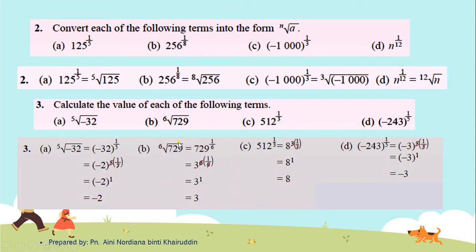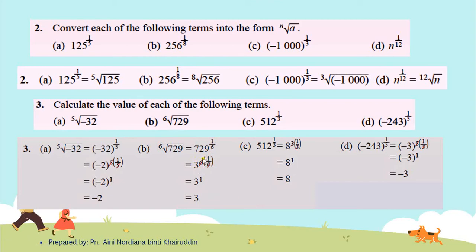So the first step, remember, is to convert this into the form of a to the power of 1 over n. So 729 to the power of 1 over 6. Then 729, you change to 3 to the power of 6. So how do you know that 3 to the power of 6 is equal to 729? You can use your calculator.